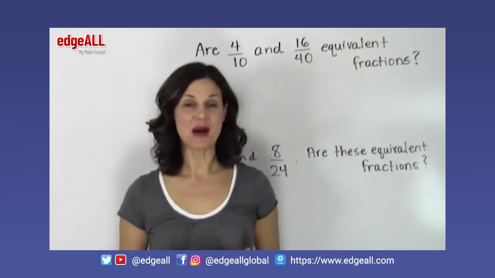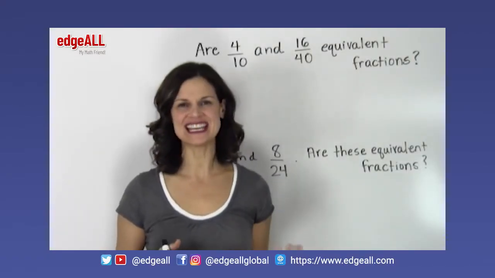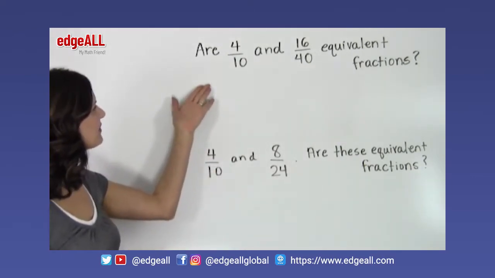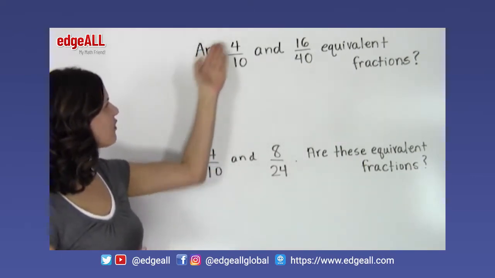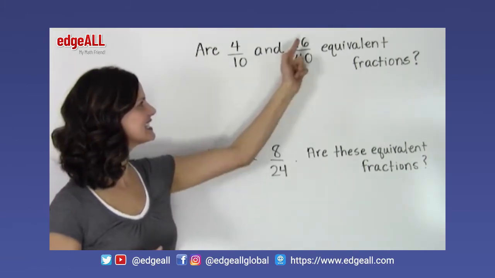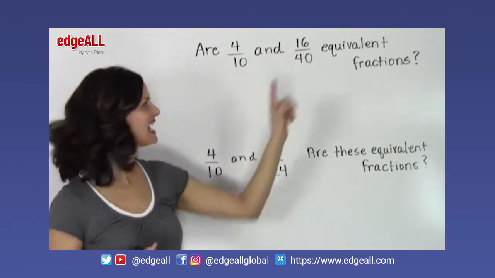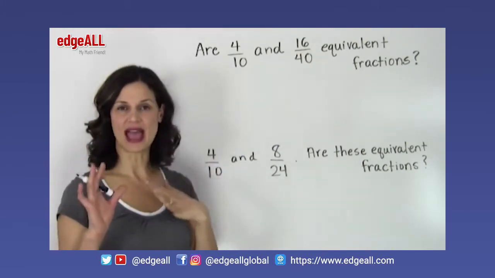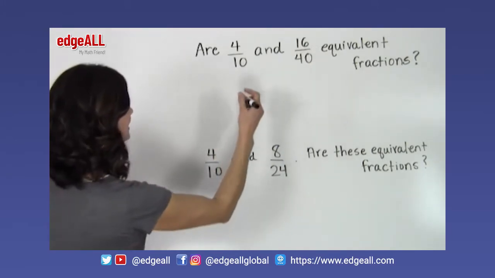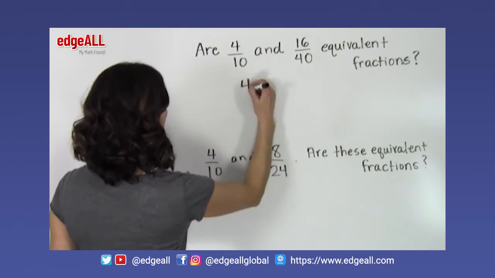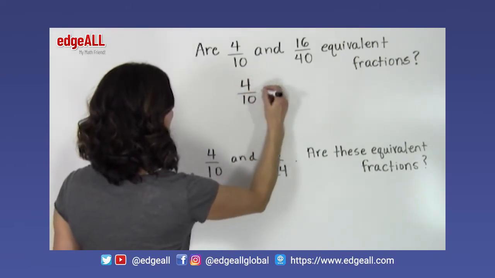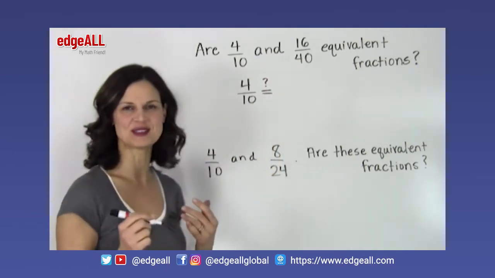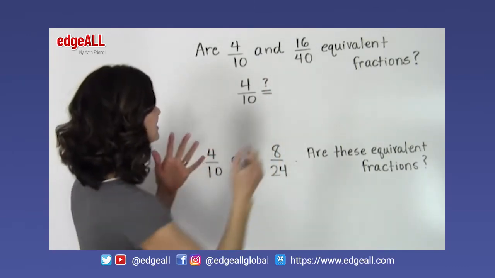Let's look at a couple more examples of finding equivalent fractions. In our first example, the question asks us, are 4/10 and 16/40 equivalent fractions? We're going to start by lining up our two fractions. I'll write 4/10 here, and I'll put an equal sign with a question mark over it, because we don't know for sure yet if they're equivalent or not.